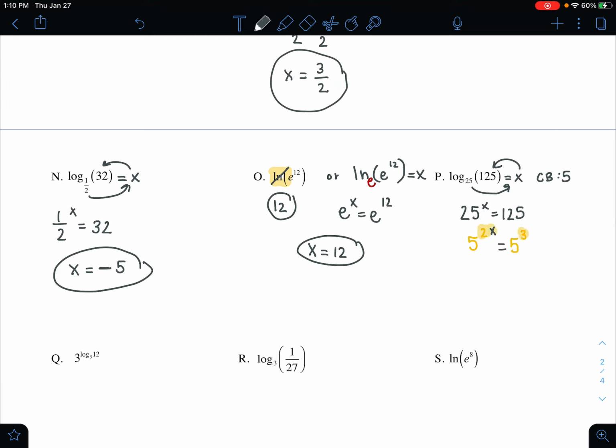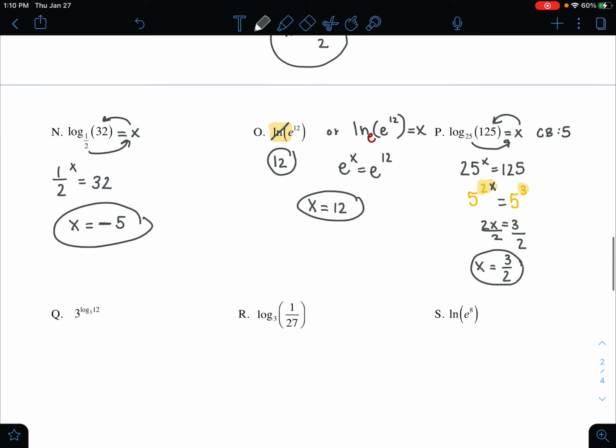When I have bases that are equal, we can set the exponents equal to each other and solve. So we get 2x equals 3, divide by 2, and you get x equals 3 over 2. That means if I took the square root of 25, which is 5, and raised that to the 3rd power, I would get 125, which is a true statement.